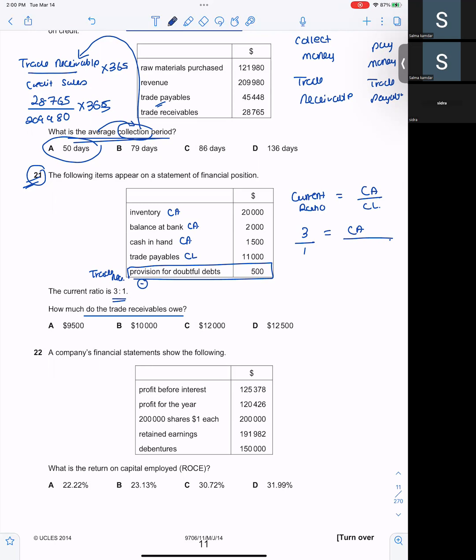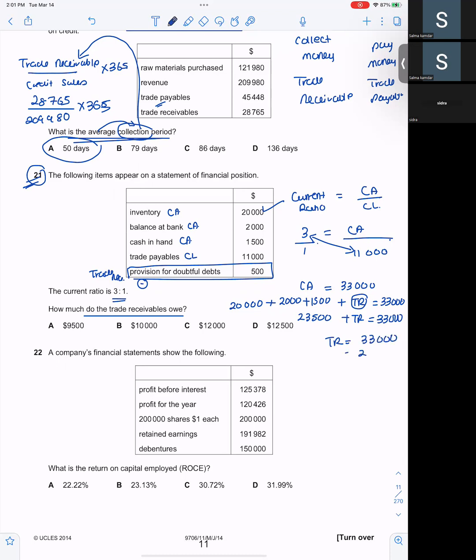Now, your current liability is only 11,000, so your current assets are 33,000. Current assets are made up of 20,000 of inventory, 2,000 of bank balance, 1,500 of cash in hand, plus trade receivables. So 23,500 plus trade receivables is equal to 33,000. So trade receivables is 9,500.